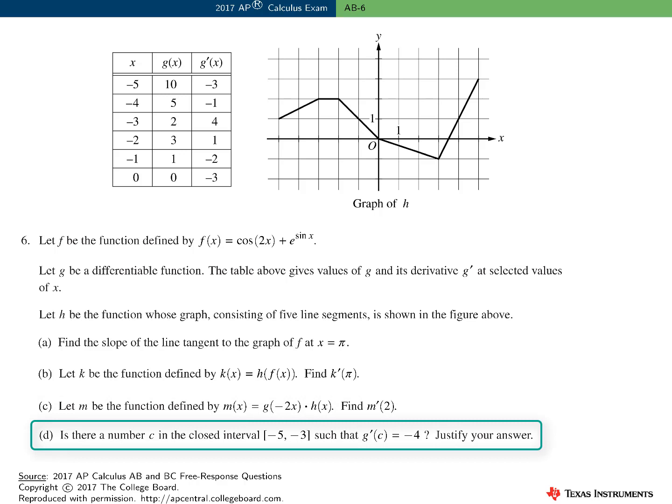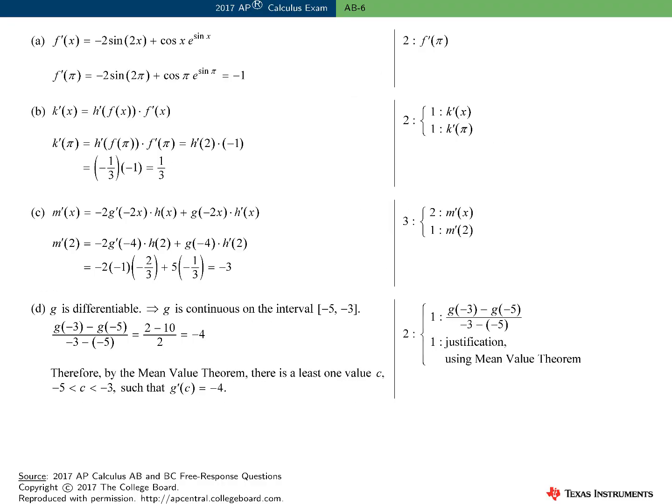In Part D, the student is asked if there's a number c in the closed interval minus 5 to minus 3, such that g prime of c is equal to minus 4, and the student is reminded to justify the answer. Here are the scoring guidelines for this free response question.